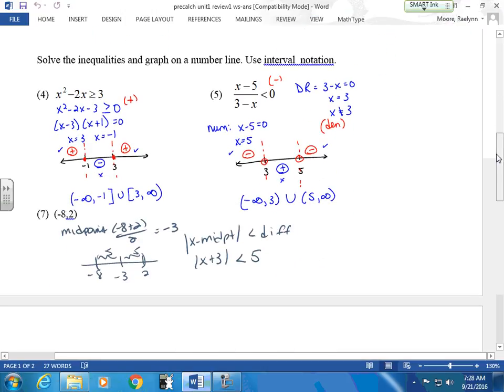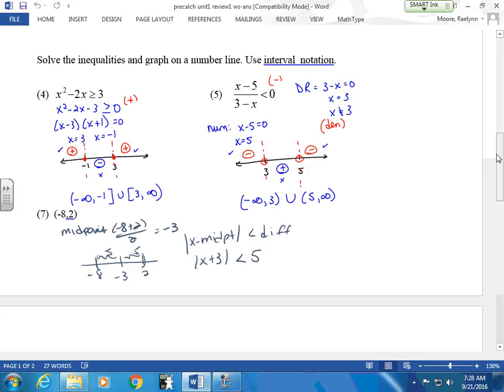Here's your absolute value inequalities. So you're going to get everything to one side. Oh, sorry. This is your quadratic inequality, your rationals. Sorry. And it gives you an absolute value inequality. I didn't give you an absolute value inequality.